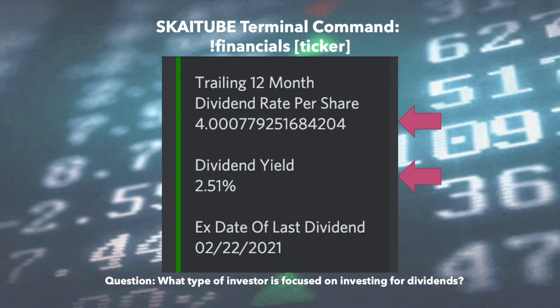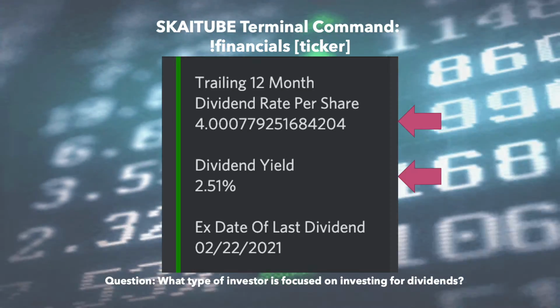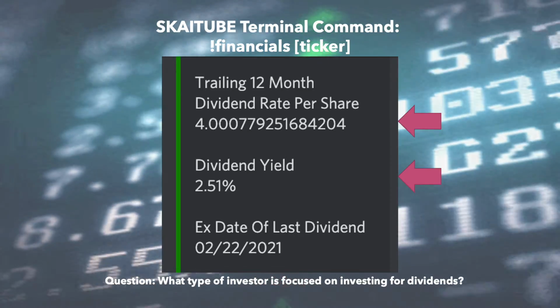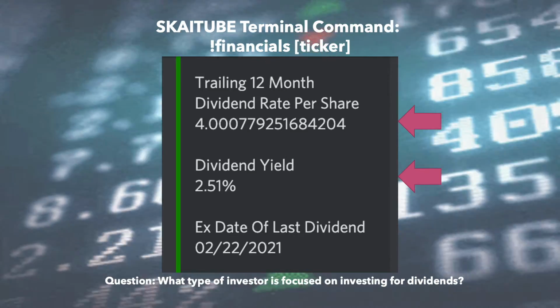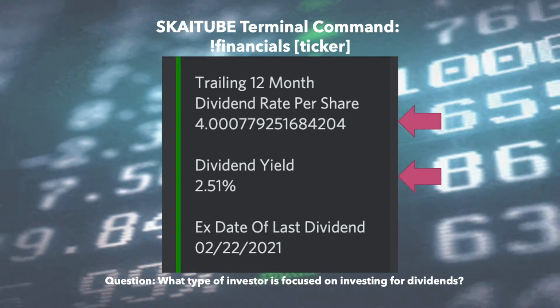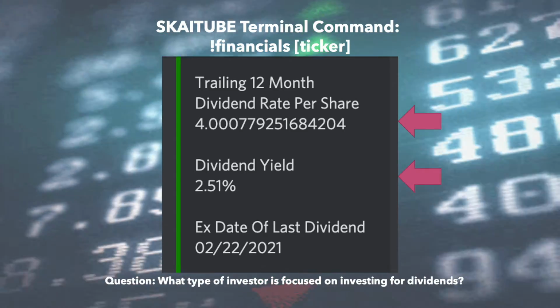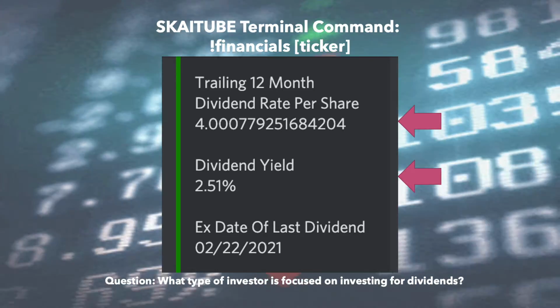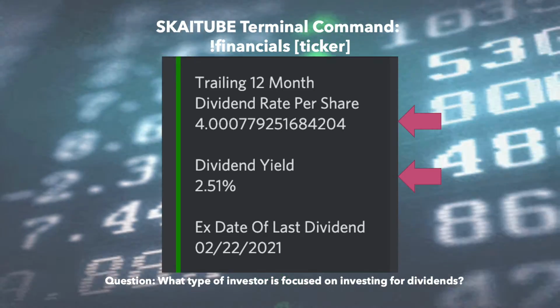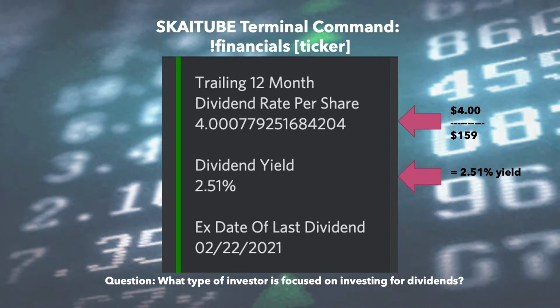So now we have a zoomed up screenshot of the financial information concerning dividends of the company Johnson & Johnson. To get this, you can easily find it by typing !financials, and the ticker sign is J&J. So here we have the 12-month annual dividend rate, $4, and the dividend yield, 2.51%.